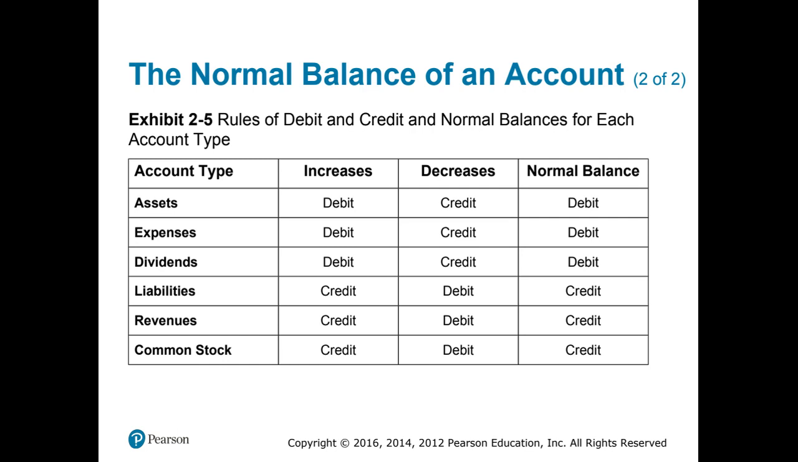Expenses increase with a debit, decrease with a credit. Normal balance is a debit. Dividends increase with a debit, decrease with a credit. Normal balance is a debit. Liabilities increase with a credit, decrease with a debit. Normal balance is a credit. Revenues increase with a credit, decrease with a debit, and the normal balance is a credit. Common stock increases with a credit, decreases with a debit. Normal balance is a credit.